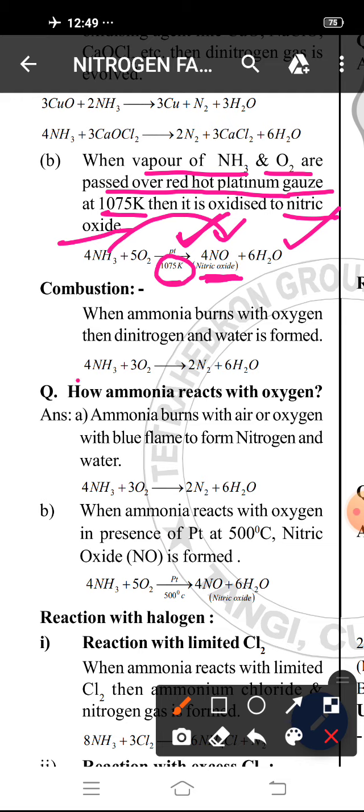When this ammonia reacts with excess oxygen, then it oxidizes to form dinitrogen and water. When this reaction occurs in presence of platinum surface, then nitric oxide is formed. When this reaction occurs in presence of excess oxygen, or undergoes combustion, then dinitrogen and water are formed. So this is the reaction of oxygen with ammonia.